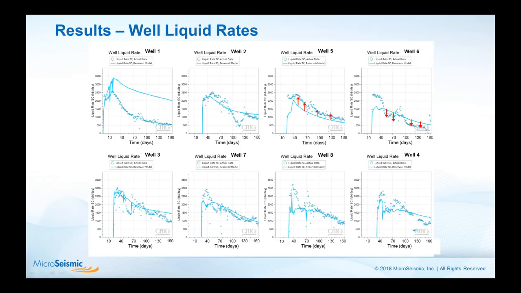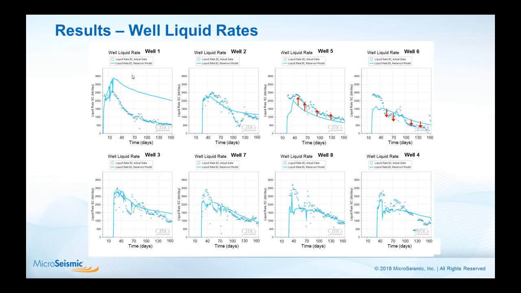Now, I'm showing the total liquid rates, or oil plus water rates here. The total liquid rate is a very good measure to evaluate and analyze simulation results when you have both oil and water flowing in the reservoir. The first observation here is that well number 1, on the top left corner, is underperforming.